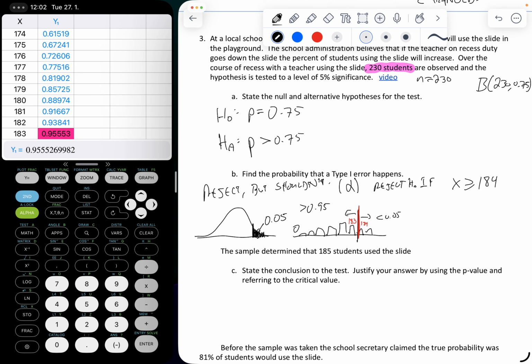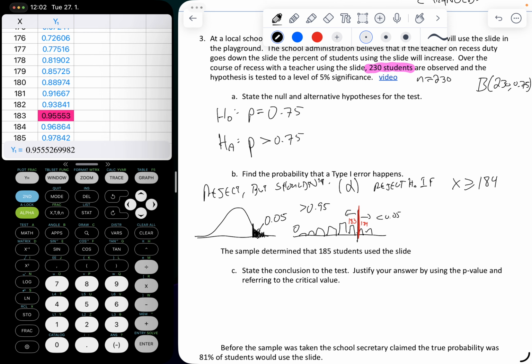So greater than or equal to 184. And we can see the probability there. If we subtracted from 1, we could figure out what that value is. But I'm going to use the 1 minus binomial CDF to get the exact value. So we could do that. We could just subtract that 0.955 from 1.